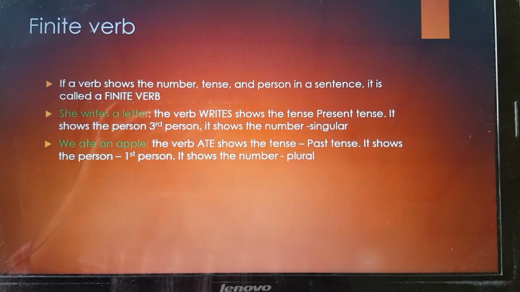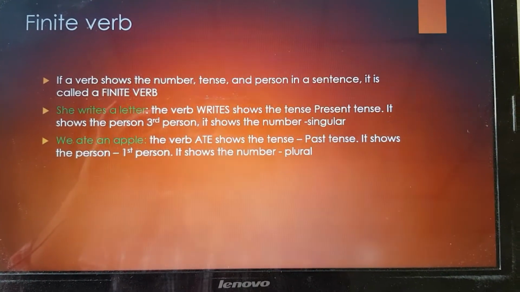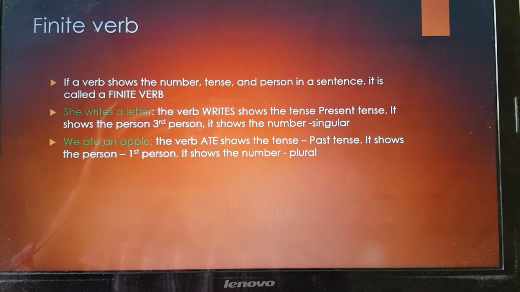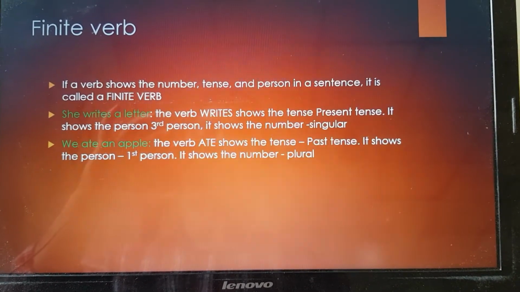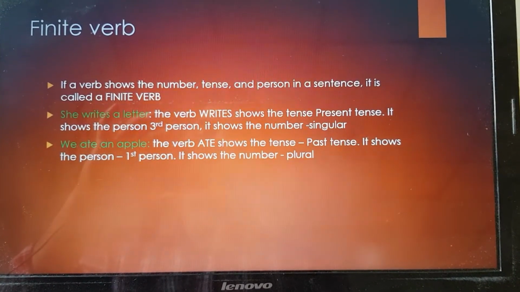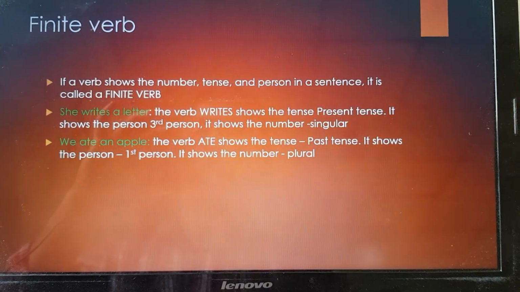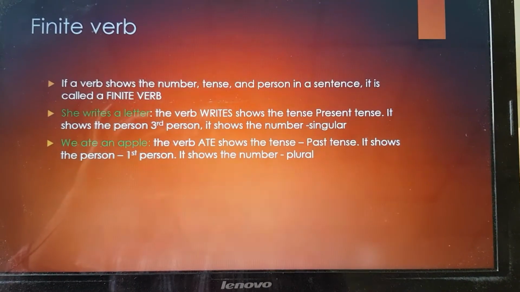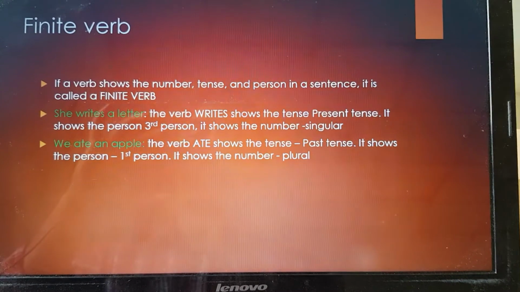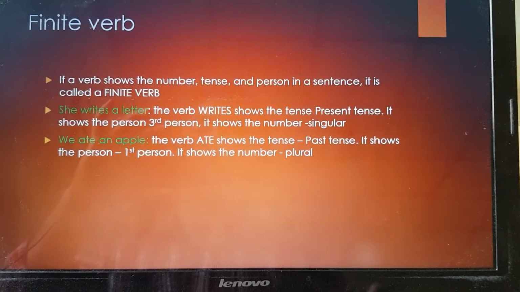Like if you look at another example, we ate an apple. The verb ate shows the tense, and it is in past tense. It shows the person, and it also shows the number, that we is a plural.